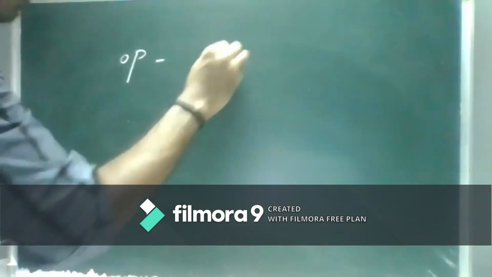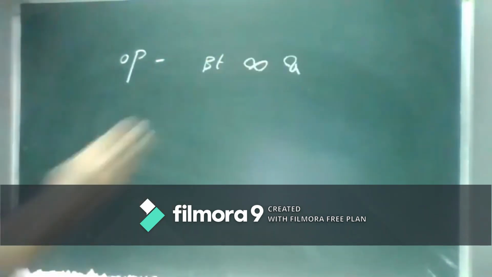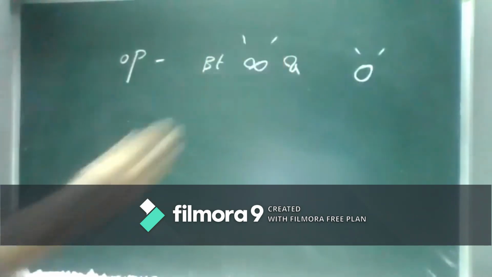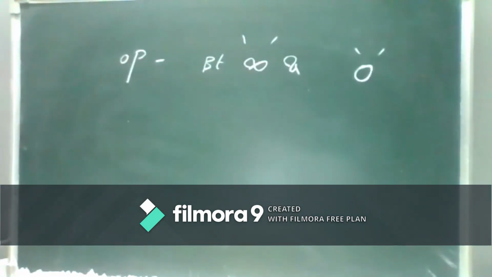So the object position is between infinity and the center of your lens O. I can place the object at any point from infinity up to the center of the lens.